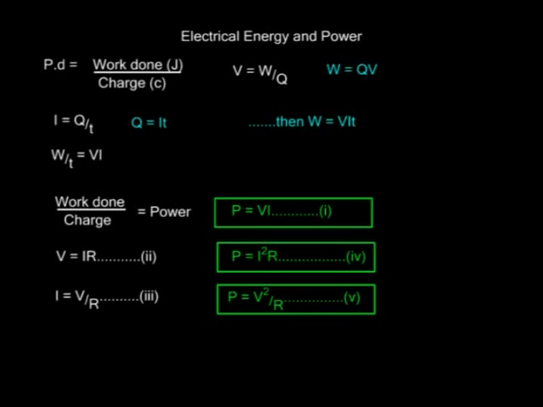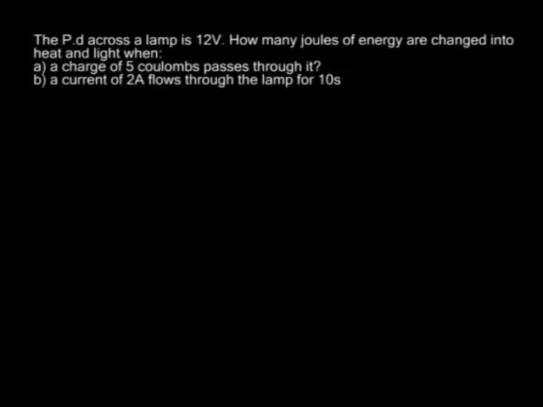Let's take an example. The potential difference across a lamp is 12 volts. How many joules of electrical energy are changed to heat and light when A. a charge of 5 coulombs passes through it, and B. a current of 2 amperes flows through the lamp for 10 seconds?